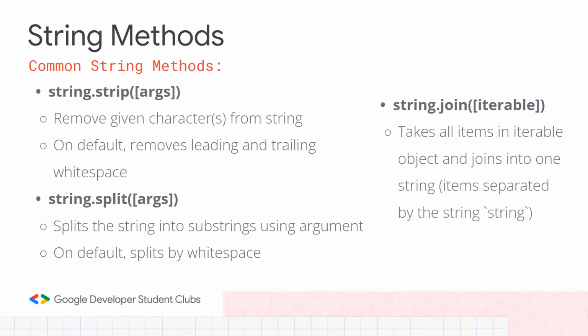We have string.split here. This splits the string into substrings using the argument args. By default, it splits by white space. So if you have a sentence separated by white space, and you do string.split without anything in the args, you're just going to get that sentence in a list split by the white space. And over there, we have string.join, which takes all the items in an iterable object and joins them all into one string. The items are separated by the string.